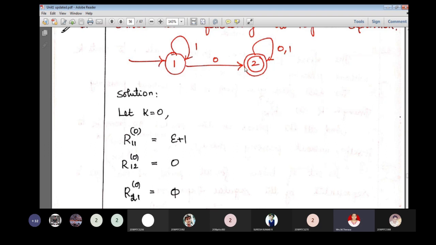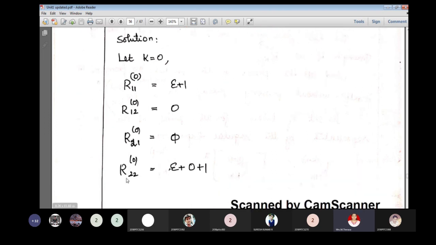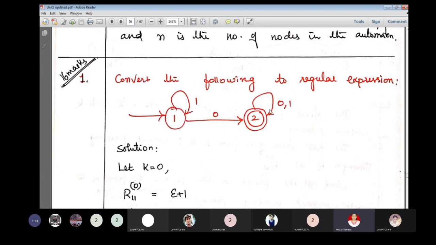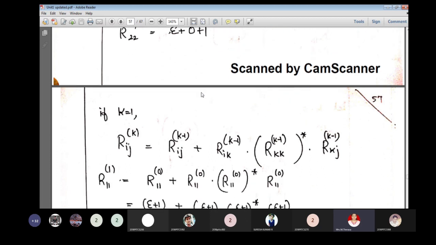Then R21. There is no transition from 2 to 1. So how can you represent no transition? Pi. Then R22 power 0: 2 to 2, so i is equal to j. So epsilon plus 0 plus 1. Okay. Next, if k is equal to 1.